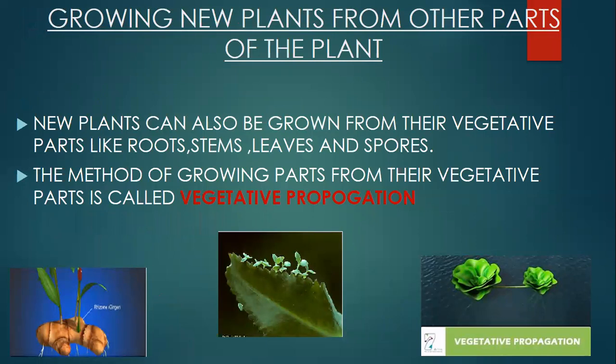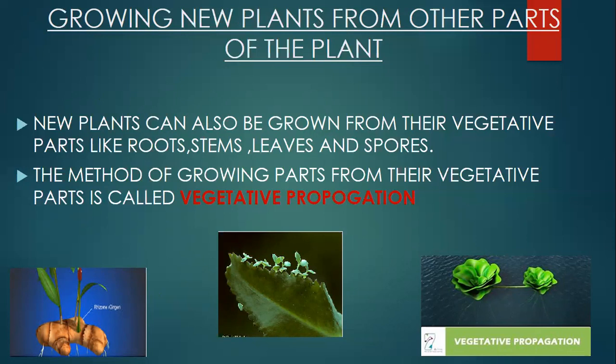Now, growing new plants from other parts of the plant. A new plant can also be grown from the vegetative parts of a plant. Now the question is, what are these vegetative parts? So, these vegetative parts are roots, stems, leaves, and spores. Roots, stems, leaves, and spores are the vegetative parts of a plant through which we can get a new plant also.